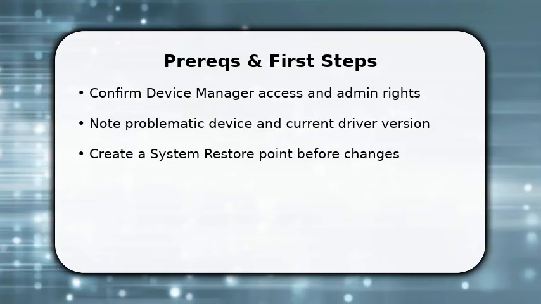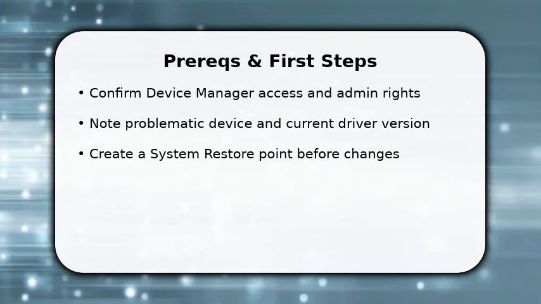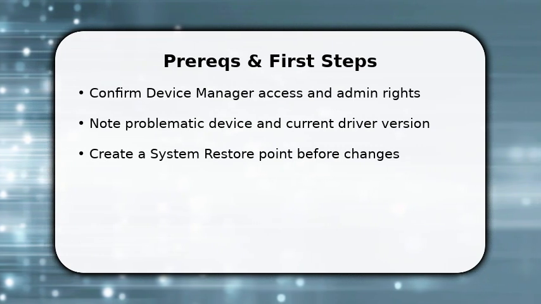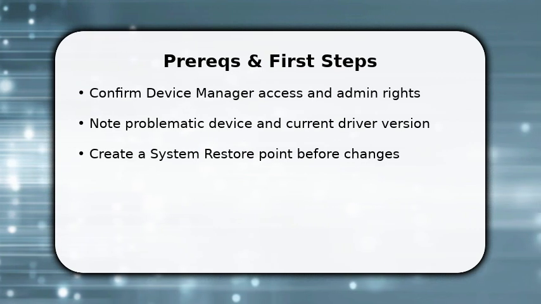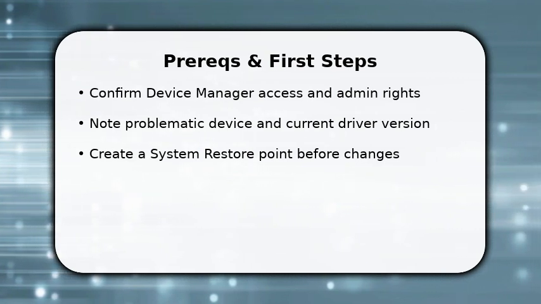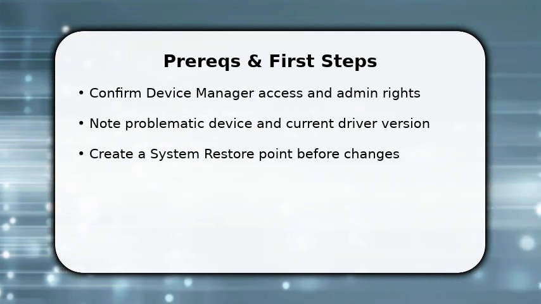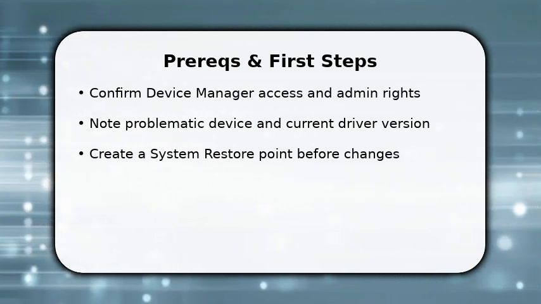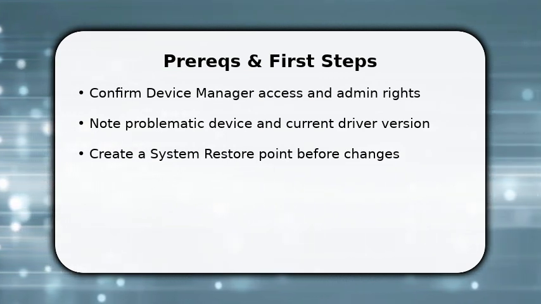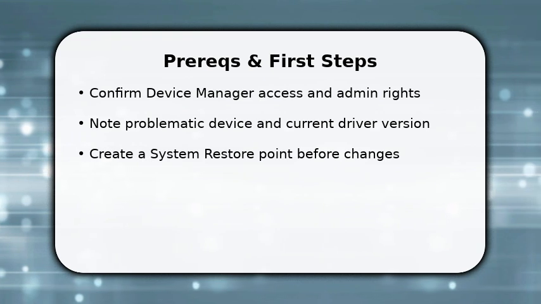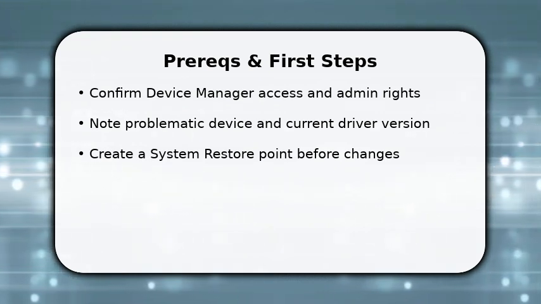You start by opening Device Manager as an administrator. This lets you change drivers safely. Once done, identify the device showing code 19 and note the driver version so you can restore if needed. Make a system restore point now to back up registry and driver state, because undoing registry edits is harder than reversing a restore. You're preparing a safe environment before you act. This minimizes risk and gives you a recovery option if anything goes wrong.